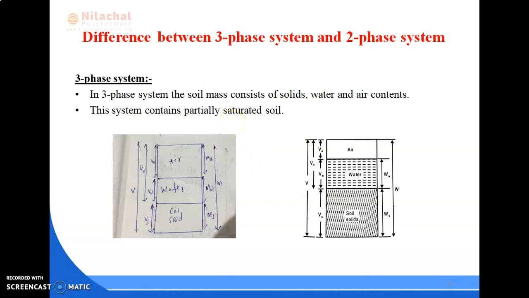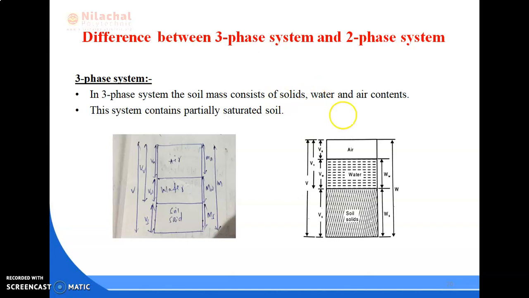Then, the difference between three-phase system and two-phase system. This is an important question. We have to find out the difference between the three-phase system and two-phase system. So first is the three-phase system. In the three-phase system, the soil must consist of three things we know: solids, water and air contents. And this system is known as partially saturated soil.